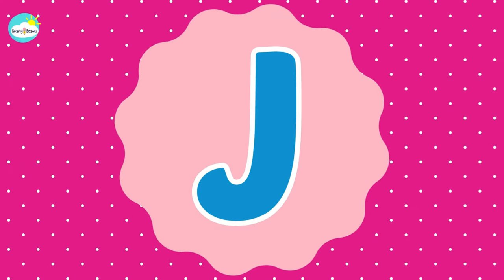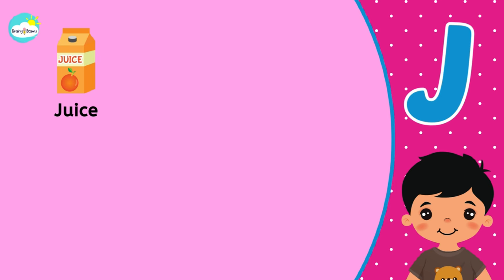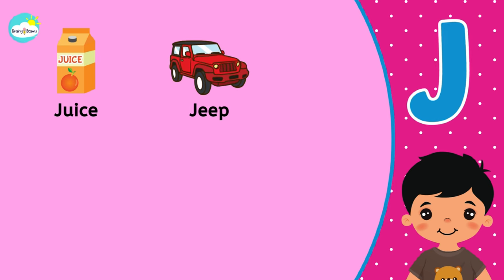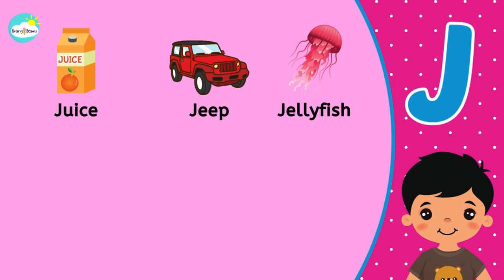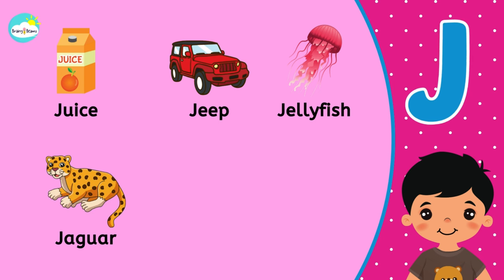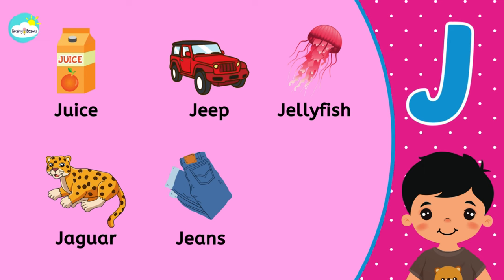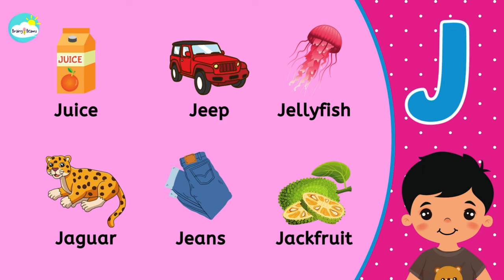J. J is for juice. J is for jeep. J is for jellyfish. J is for jaguar. J is for jeans. J is for jackfruit.